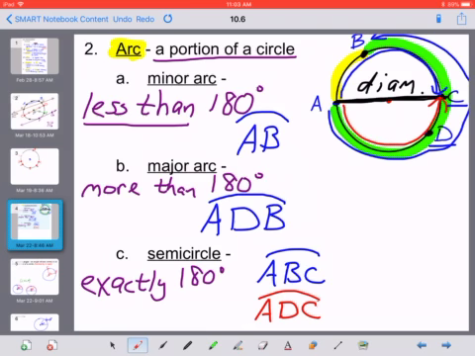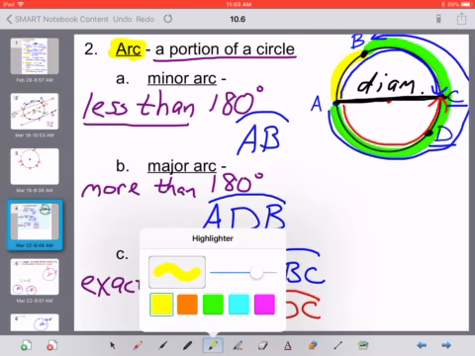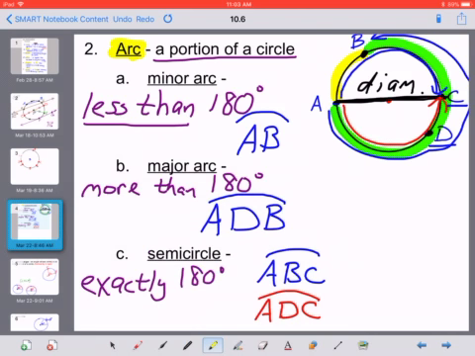Okay, so the important thing to take from this, everybody, anytime we are naming a minor arc, we're going to use 2 letters. You can use 3 for a minor arc, but usually minor arcs are going to be named with 2. But if we're doing a major arc or a semicircle, we're always going to be using 3 letters every time that we do those.